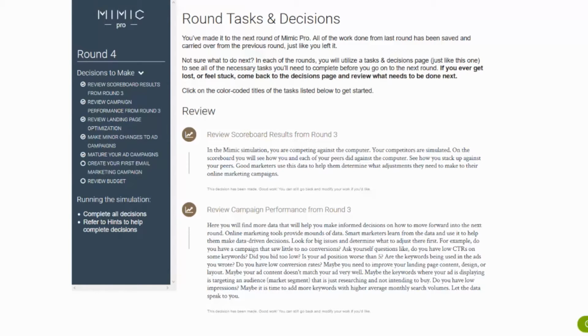The Mimic Pro simulation helps students learn how to run an effective search ad campaign, among other skills. Running effective search ad campaigns is mostly about two things. One, learning to make accurate conclusions about the performance of campaigns and ads, and two, learning to make accurate conclusions about how to change those ads and campaigns to improve that performance.